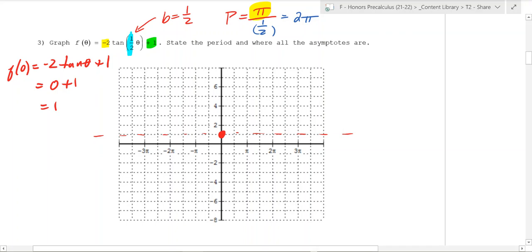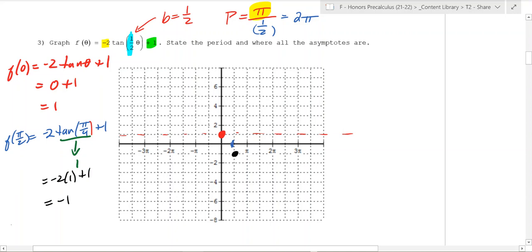So let's plot some other points here. Let's try plotting pi over 2 right there. So if we do f of pi over 2, that's going to be negative 2 tangent of 1/2 times pi over 2, which is pi over 4, plus 1. And tangent of pi over 4, we remember this right here. This is just 1, because sine of pi over 4 is root 2 over 2, and the same is true for cosine. So this is going to be negative 2 times 1 plus 1, and this is going to be negative 1. So this will be down at negative 1.